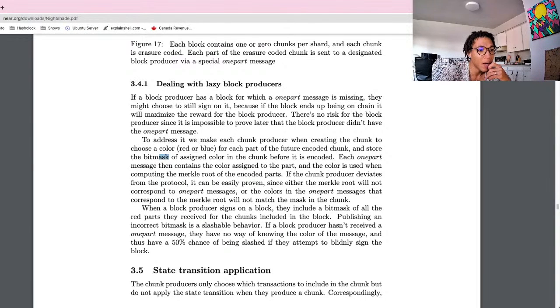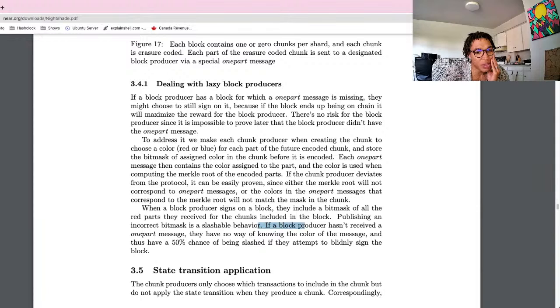When a block producer signs on a block, they include a bit mask of all the red parts they received for the chunks included in the block. Publishing an incorrect bit mask is a slashable behavior. I guess red or blue gives you more data than true or false, but even still, I think 0 and 1 would give you a correct number, but maybe they don't want it to be a number. Anyways, I'm going to keep going.